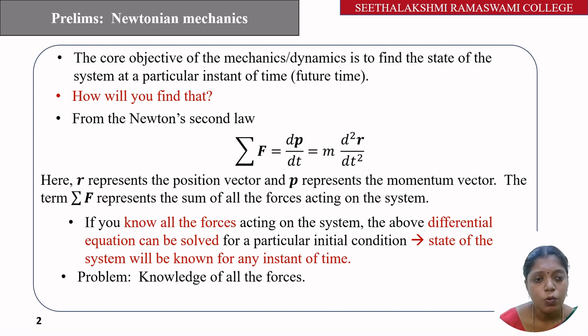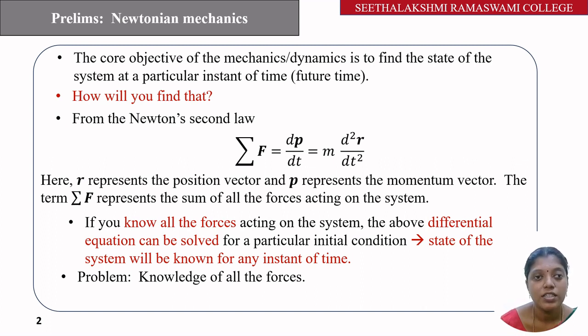The input that you need to construct this mathematical model is the total force acting on the system. So we need to list out all the forces acting on the system. Then you can construct Newton's equation of motion. Once you solve the differential equation, you will get the position of the system. Not only position, you can get velocity and the other corresponding quantities easily from the solution of this differential equation.